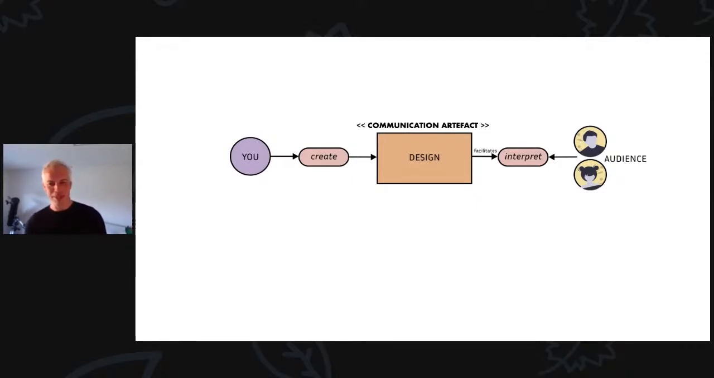So what you see right here is, I think, kind of a general communication model. If you want to communicate something, you might create a communication artifact or design, and then there's an audience and they interpret your design. And this communication artifact can be anything. It can be a song, a painting, a news item, an advertisement, website, anything, graphic design. It's just the thing that you use to communicate something.